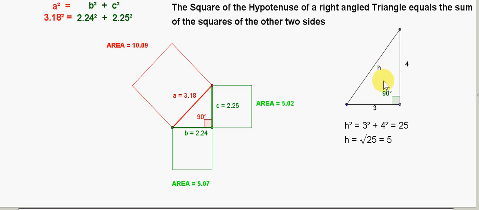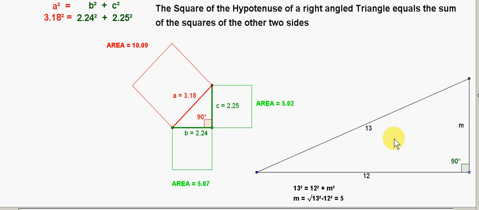So the square of the hypotenuse, or H squared, equals the sum of the squares of the two short sides. So we square 3 and square 4, sum them to get 25. To find H, we get the square root of 25, which is 5. So this is the most famous right angle triangle. Right angle triangle of sides 3, 4 and 5. If we put three sides of length 3, 4 and 5 together, we always get a right angle triangle.